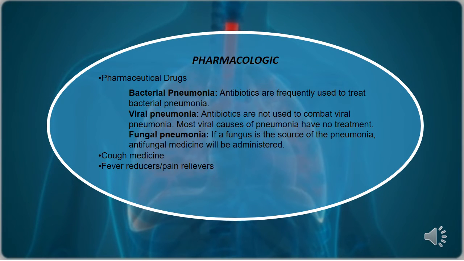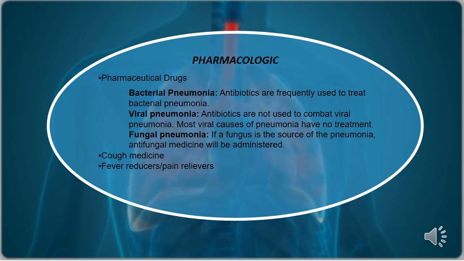Under pharmaceutical drugs, we have three common pneumonias: bacterial pneumonia, viral pneumonia, and fungal pneumonia. For bacterial pneumonia, antibiotics are frequently used to treat bacterial pneumonia. The antibiotic patients receive is determined by a number of criteria, including the overall health, any other health concerns, the medications that they are presently taking, recent antibiotic use, and signs of antibiotic resistance.